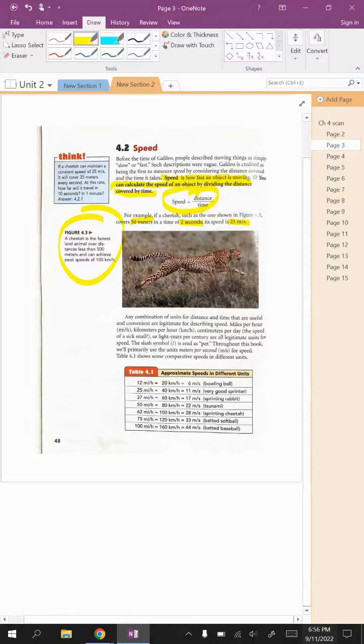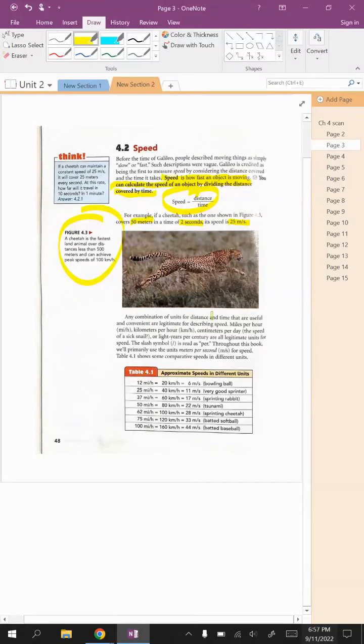Fun fact, the cheetah is the fastest land animal. It does cover distances over 500 meters. It can achieve peak speeds of 100 kilometers per hour. That's pretty crazy. Pretty fast animal, and it has to be to catch its prey.